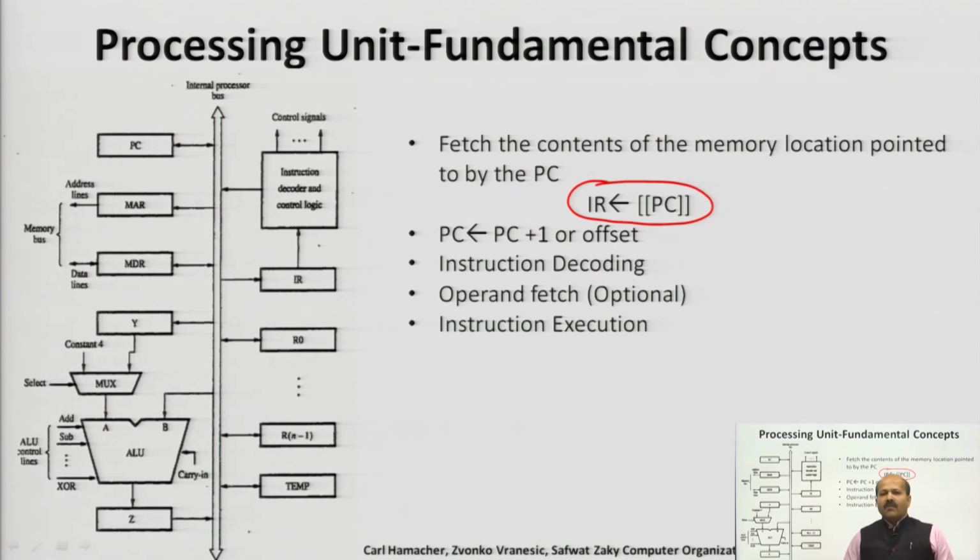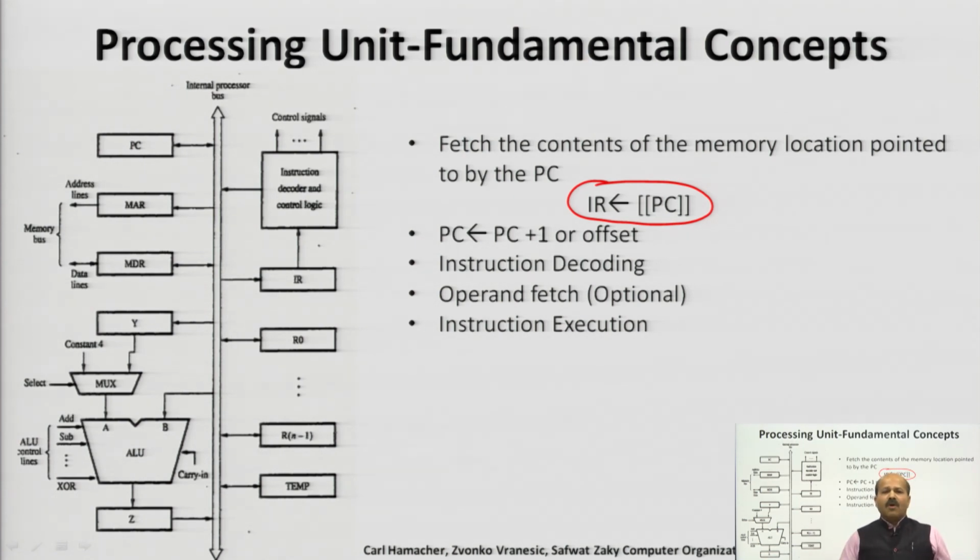Meanwhile, when this fetching operation is going on, in parallel to that we can increment the value of PC if all the instructions are given in a particular sequence. So, PC equals PC plus 1 or some offset value, where the next instruction is stored. This operation will be performed and then the instruction decoding operation will be performed. Once the instruction is fetched, it is decoded in the instruction decoder.